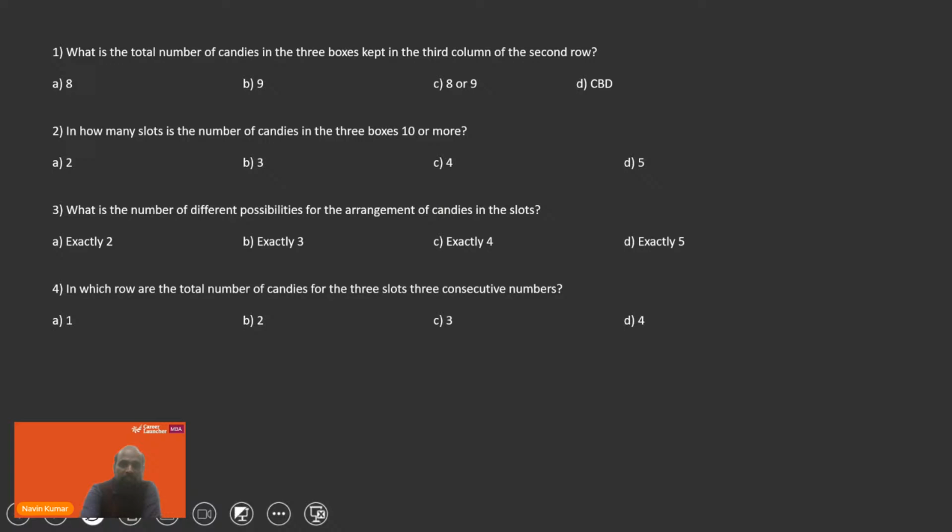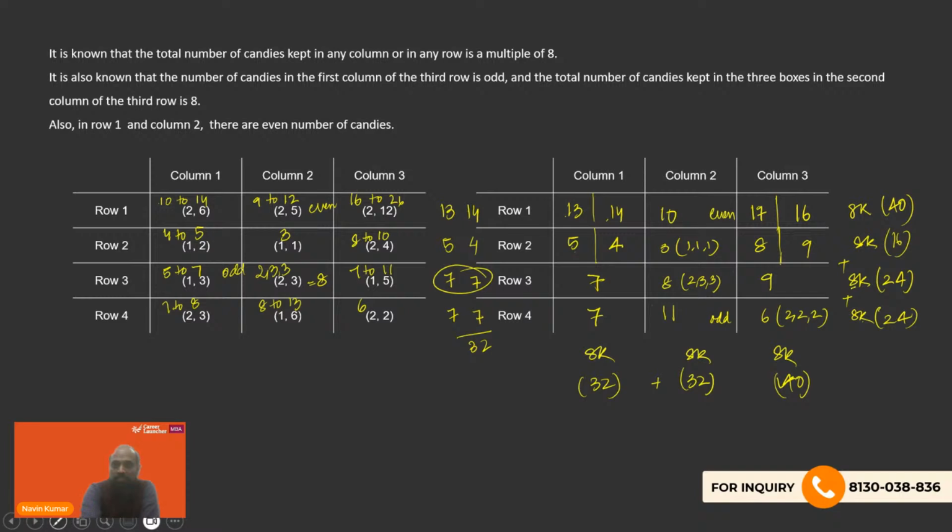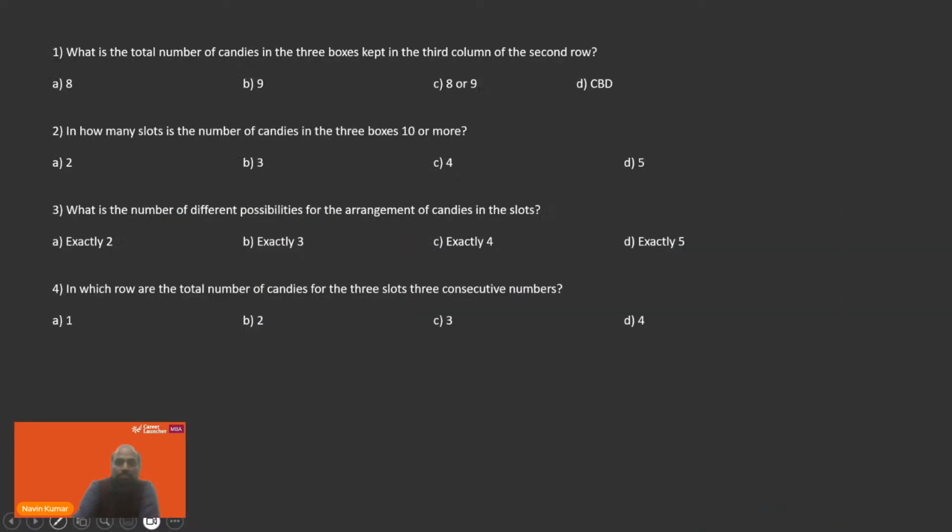Okay, let's look at the questions now. What is the total number of candies in the 3 boxes kept in the 3rd column of the 2nd row? 3rd column of the 2nd row, we are not sure. We are not sure whether it is 8 or 9, but it is definitely 8 or 9. CBD means we do not even know 8 or 9, since 8 or 9 is in the option.